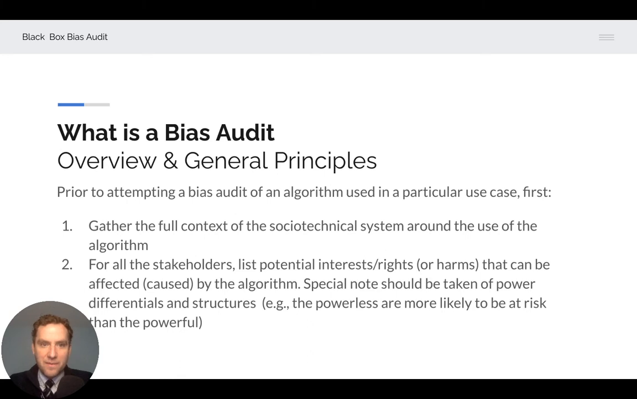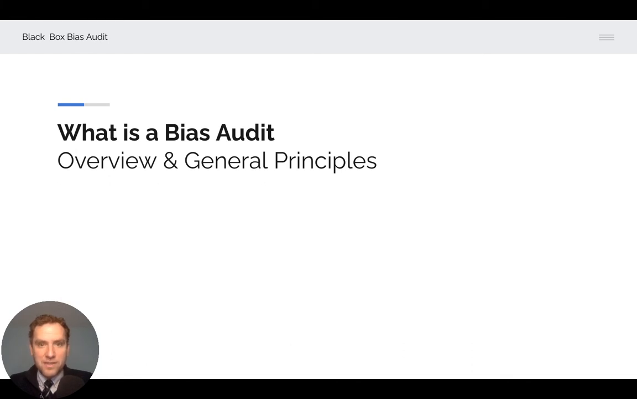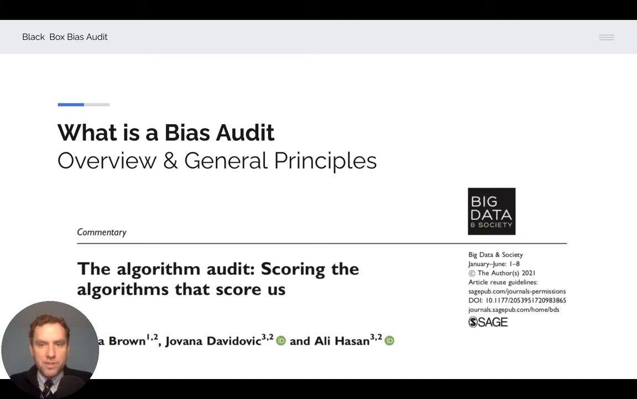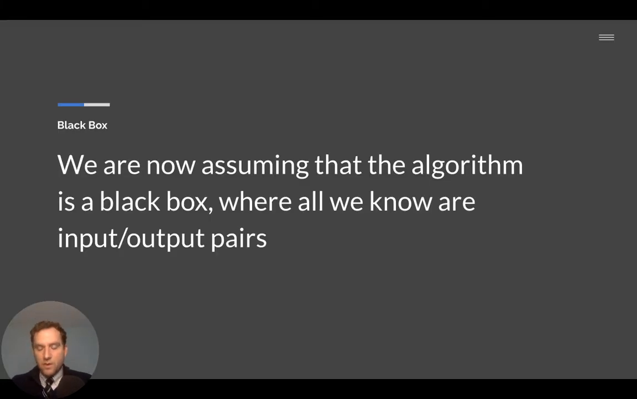A special note must be taken to look at power differentials and power structures, because in general, the powerless are more likely to be at risk than the powerful. This is just a general rule, and I think I might have mentioned this before in the course, but having that in your mind is really important before you even start looking at the data or the algorithm itself. We actually have a paper that we published. These are all BABL team members of mine, talking about algorithm audit, but it's really more of an impact assessment, so more of an ethics-based audit. Right now I'm going to talk more about the technical side of the bias testing. For the moment, I'm going to talk just about black box audits. There are different levels of transparency for algorithms.